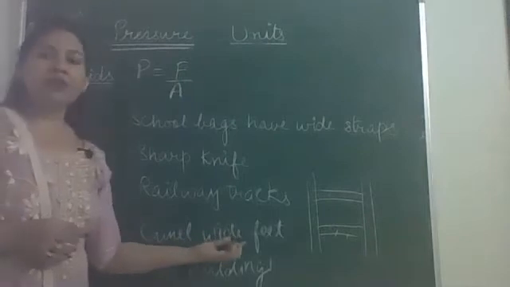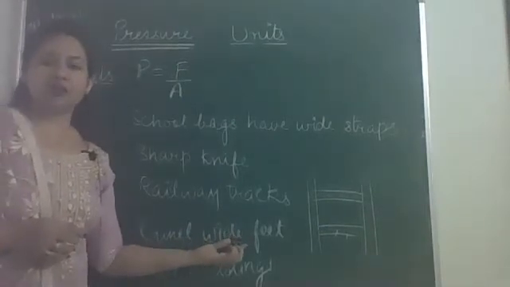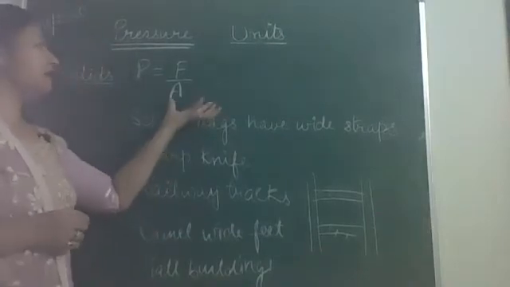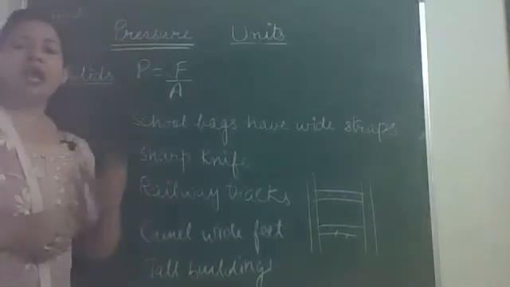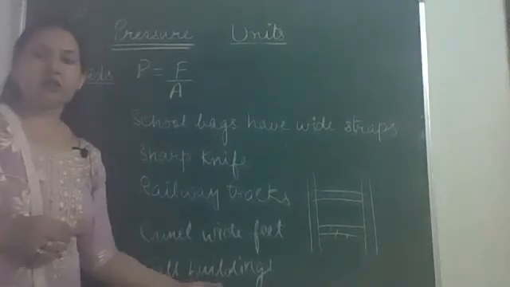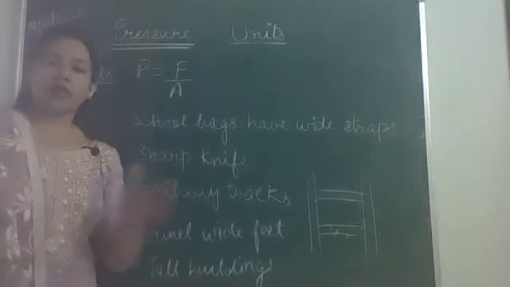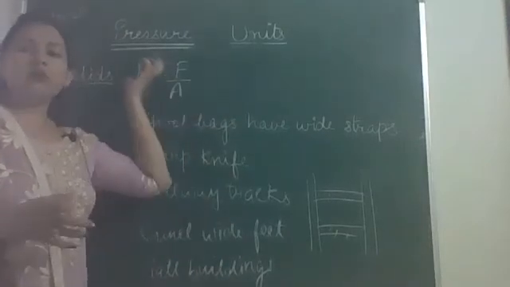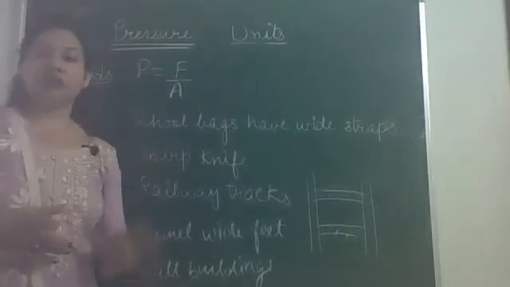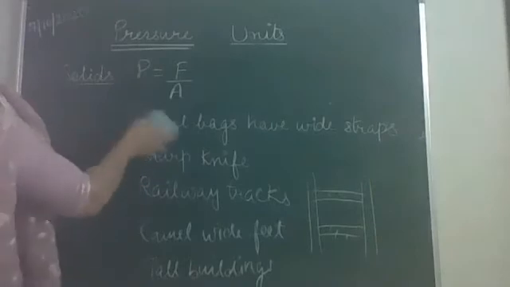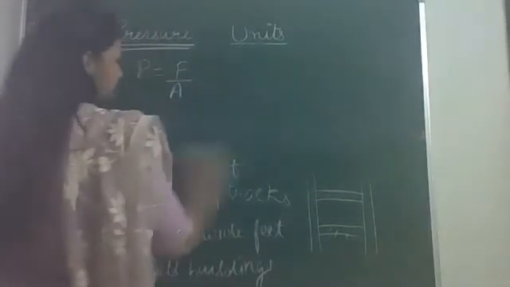Camels have broad feet because a camel has to walk on sand, and it is very difficult to walk on sand. Broad feet, because of more area, will exert less pressure on the sand and it can walk very comfortably. Tall buildings are usually unstable, so they have broad bases. The area of a broad base is more, so less pressure will be exerted. It will remain stable for a long period of time. Now, units of pressure.